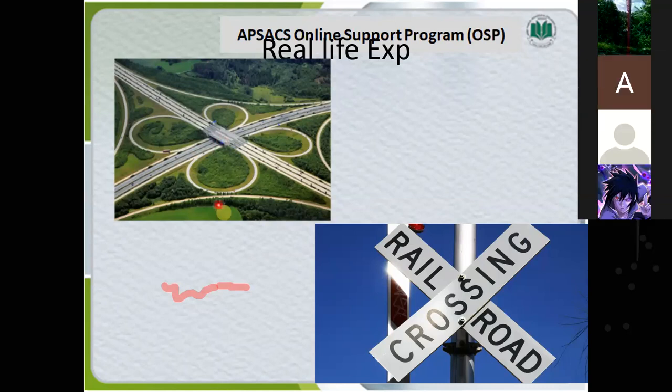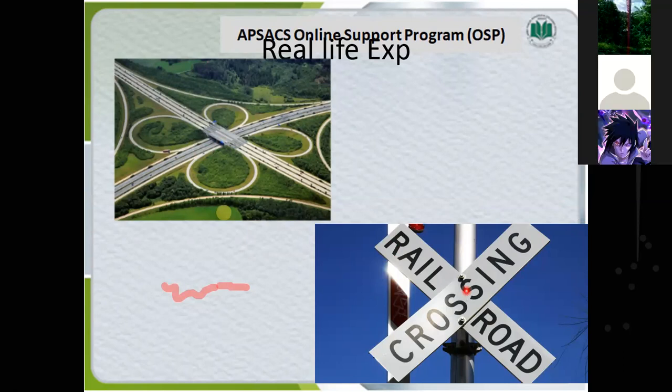Yes, ma'am. Similarly, on a railway track, have you ever seen a railway track? The railway tracks also have an intersection point. Intersection point means the common point where they meet. Clear? Okay. Yes, ma'am.